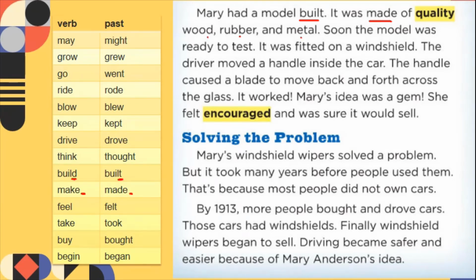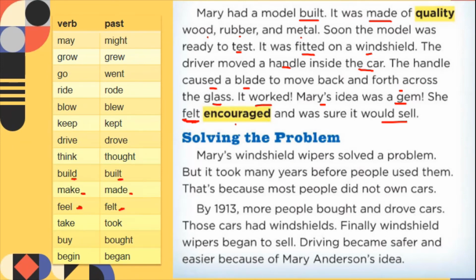Soon the model was ready to test. It was fitted on a windshield. The driver moved a handle inside the car. The handle caused a blade to move back and forth across the glass. It worked. Mary's idea was a gem. She felt, so the base verb is feel and becomes felt in the past. Encouraged and was sure it would sell.